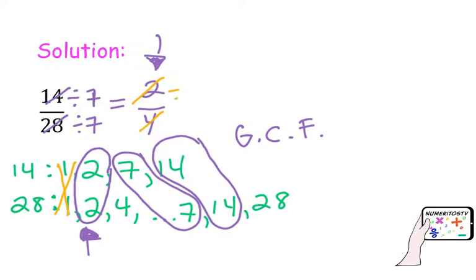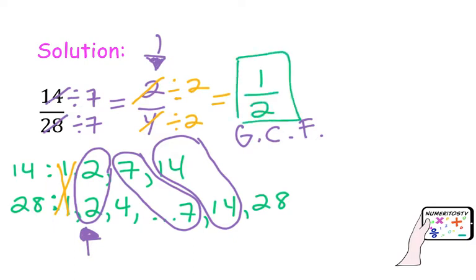Because remember that you need to simplify it as much as possible. So I keep simplifying. 2 divided by 2, that will be 1. 4 divided by 2, that will be 2. So this will be my final answer. If since the beginning you started with 14, at the end we must have the same answer. So 1/2 will be your solution.